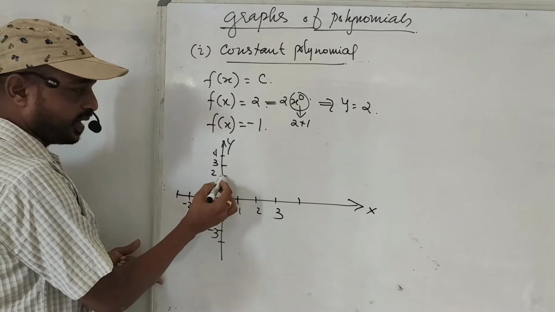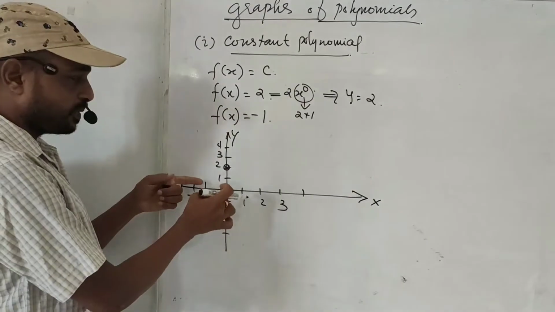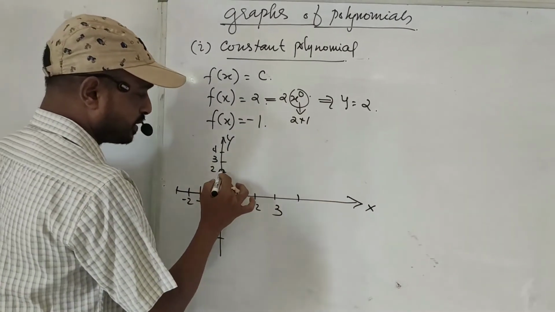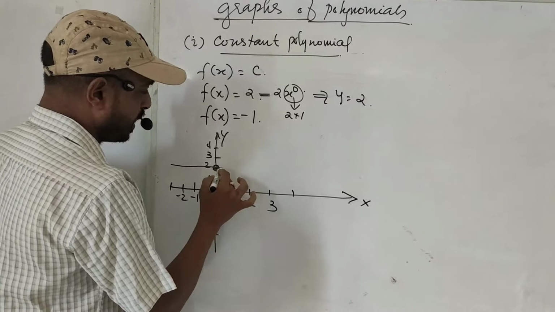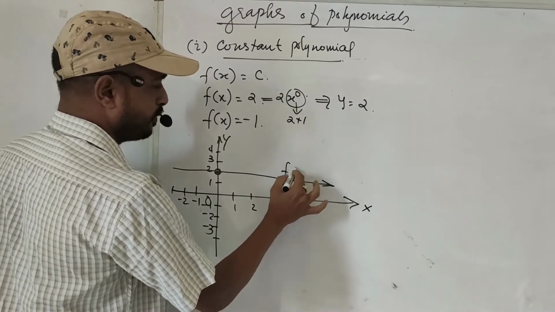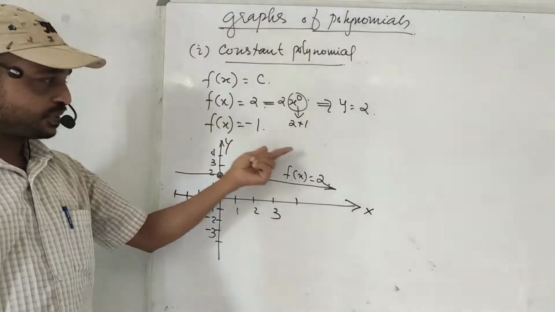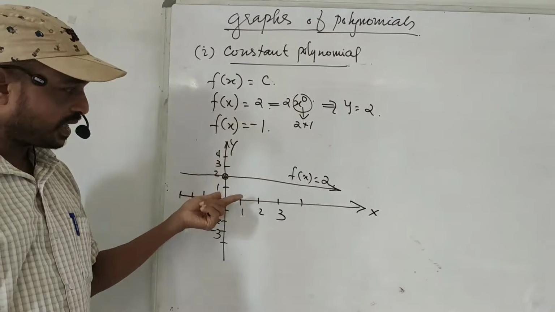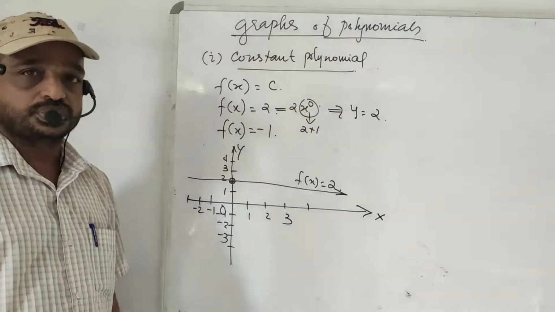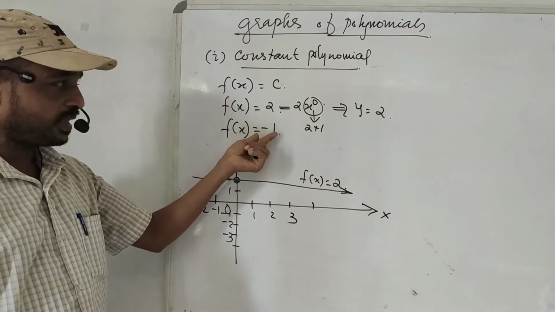Locate 2 on the y-axis, or more precisely, locate the point (0, 2). Through the point (0, 2), draw a line parallel to the x-axis. This is the graph of f(x) = 2. So f(x) = 2 is a straight line parallel to the x-axis and passing through the point (0, 2).